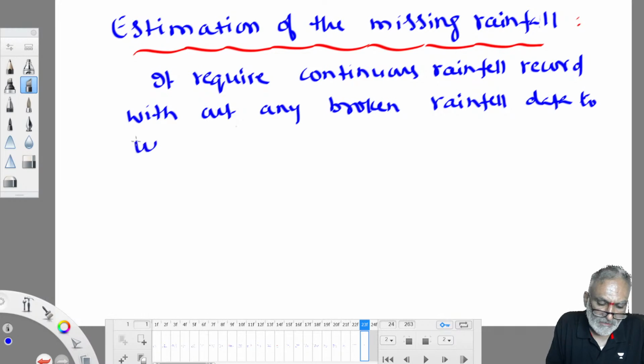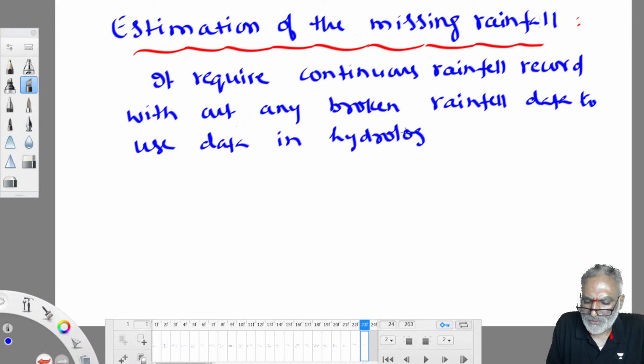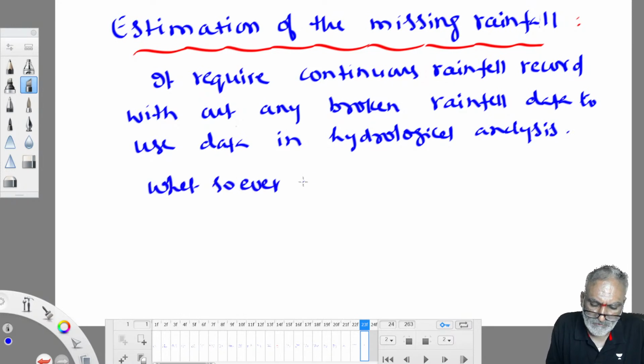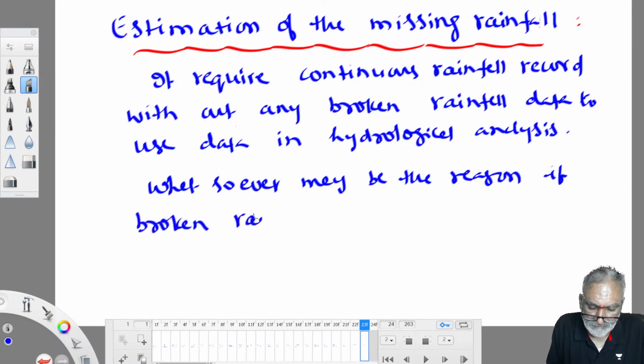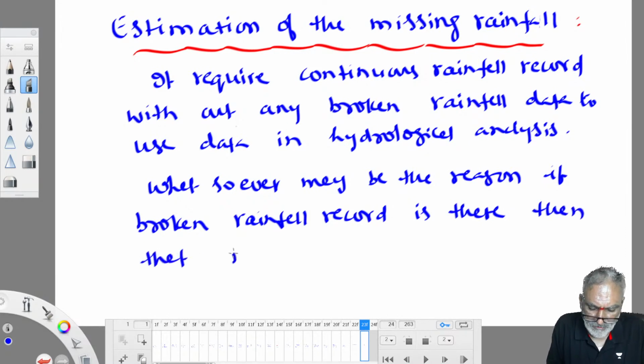To use data in analysis. Whatsoever may be the reason, if rainfall data is missing, that missing rainfall data we estimate by one procedure. That procedure you have to learn. So whatsoever may be the reason, if a broken rainfall record is there, then that missing rainfall data is estimated by the following procedure.